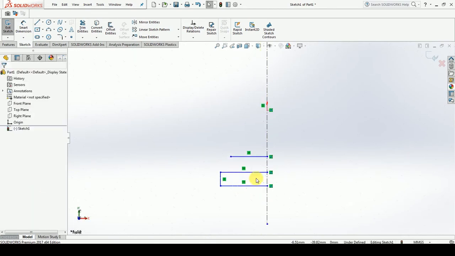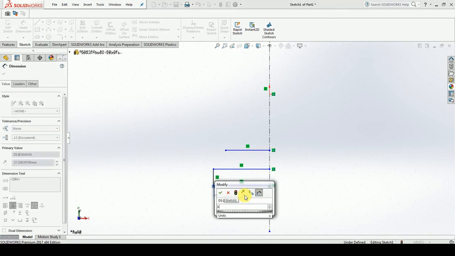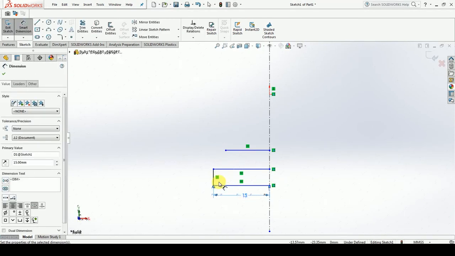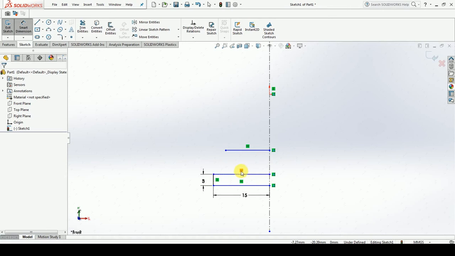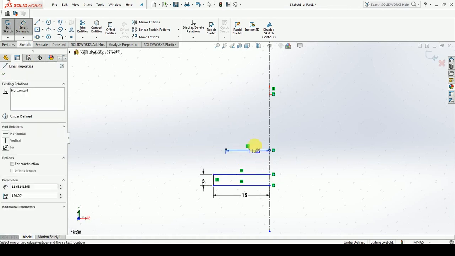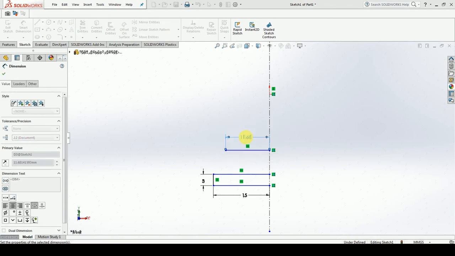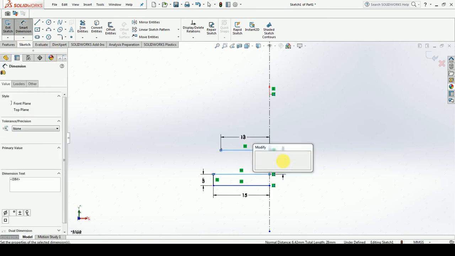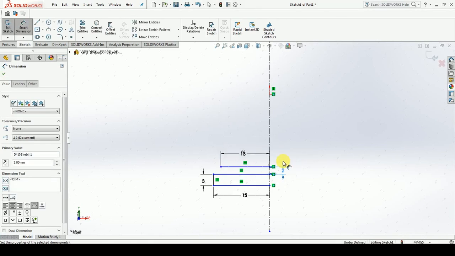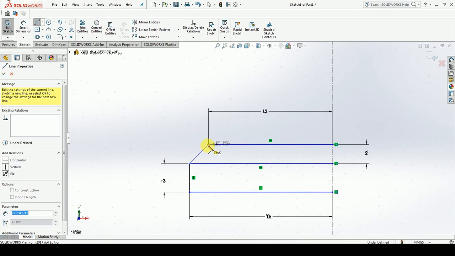So we have to give the dimensions. The first horizontal line let us take as 15 millimeter. The vertical dimension is 3 millimeter, and this line's horizontal dimension is 13 millimeter. The vertical dimension of these two lines is 2 millimeters. Select lines and join the end points of these two lines.